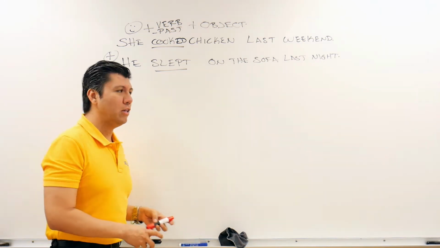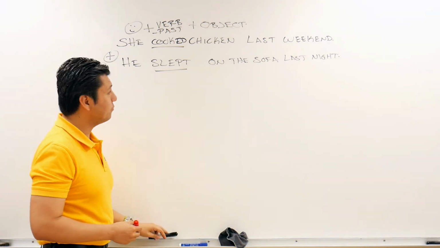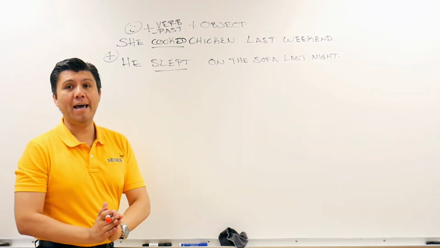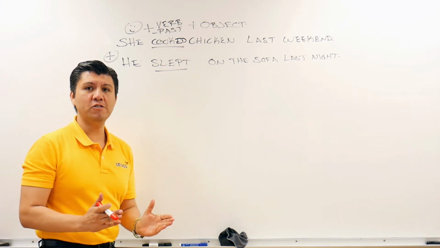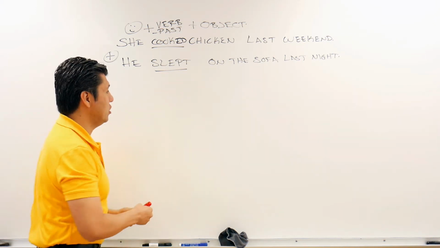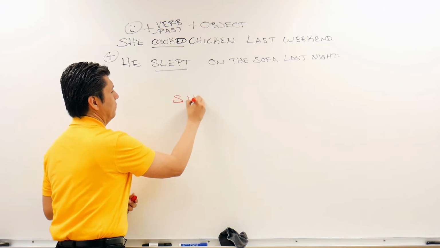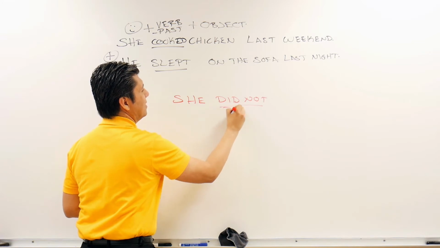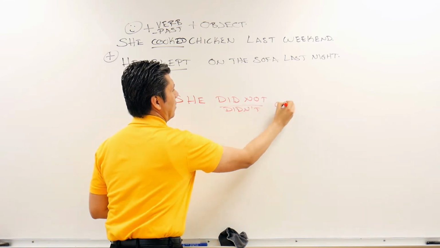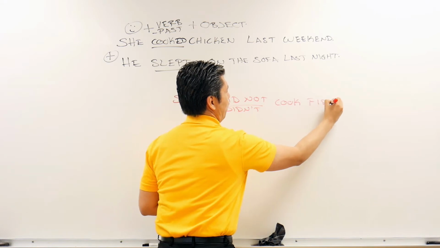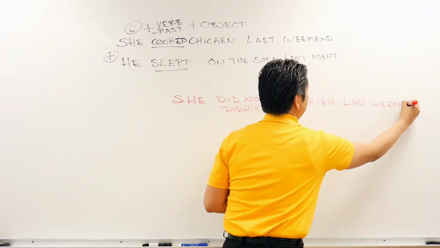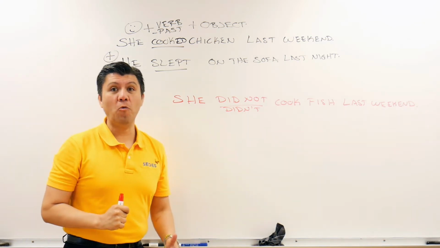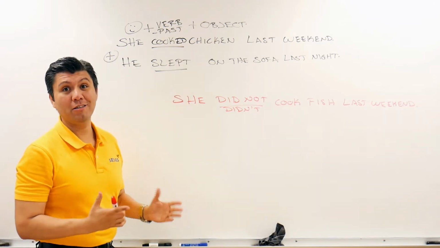So let's continue and let's make a couple of negative examples. I'm saying that she cooked chicken last weekend. She cooked fish? No, she cooked chicken. So she did not, or the contraction of did not, didn't cook fish last weekend. So she did not or she didn't cook fish last weekend. She cooked chicken, not fish.